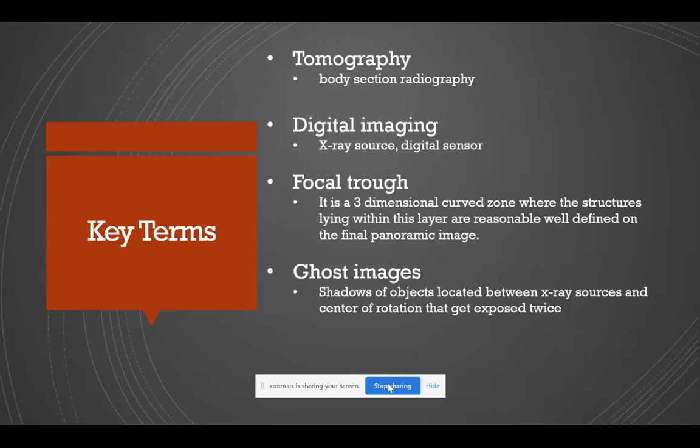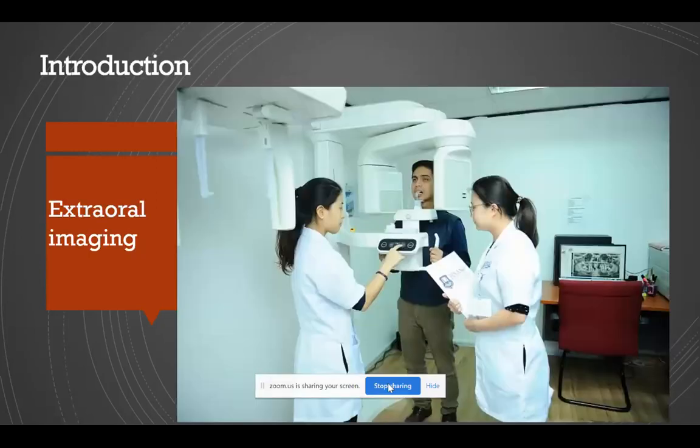Focal trough, that's an important term. It's a three-dimensional curved zone where the structures lying within this layer are reasonably well defined on the final panoramic image. Ghost images are shadows of objects located between the X-ray source and the center of rotation that get exposed twice. So we will look at some of these in the presentation. So a little bit about the introduction, first of all.